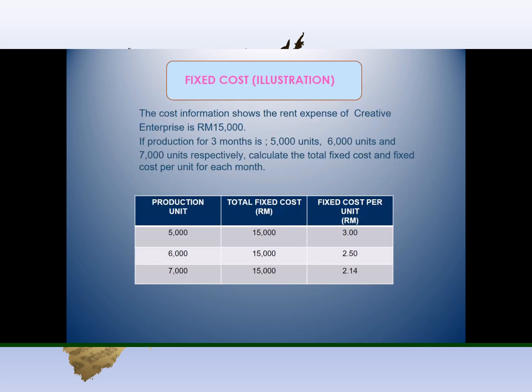Illustration for fixed costs. The cost information shows the rent expense of Creative Enterprise is 15,000 ringgit. If production for 3 months is 5,000 units, 6,000 units, and 7,000 units respectively, calculate the total fixed cost and fixed cost per unit for each month.